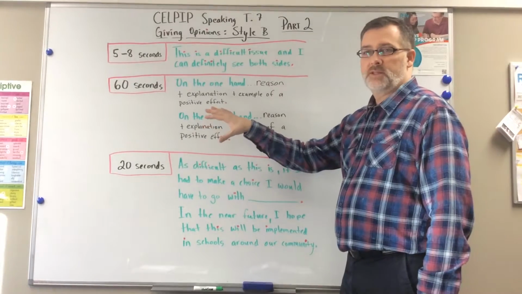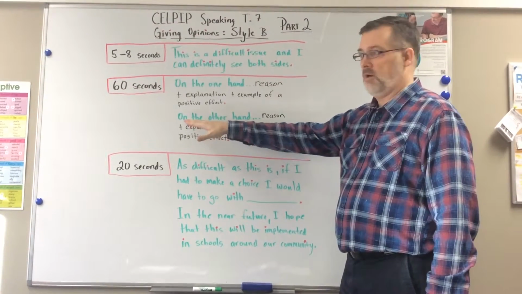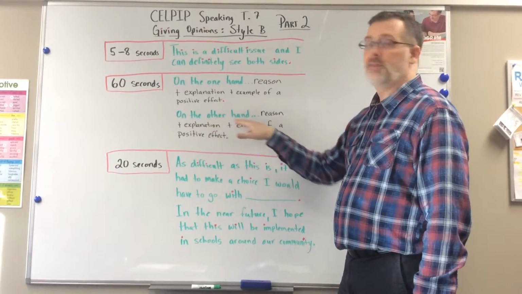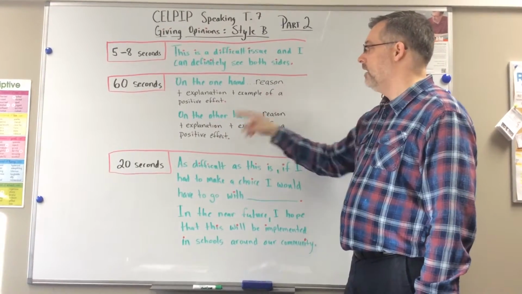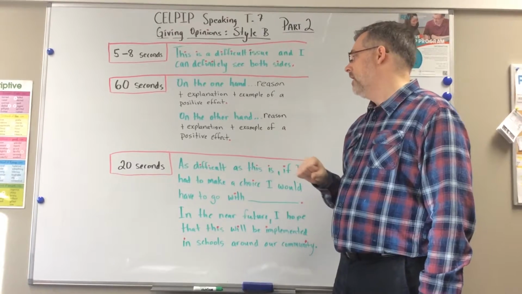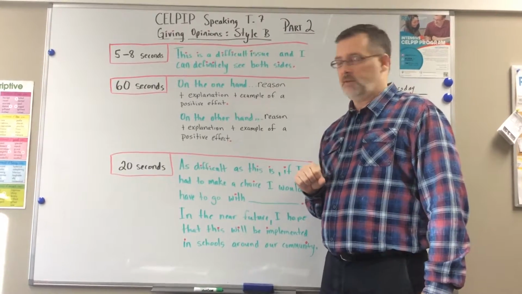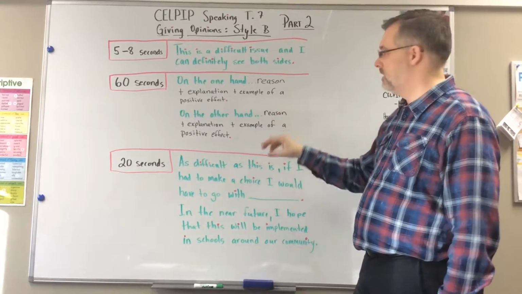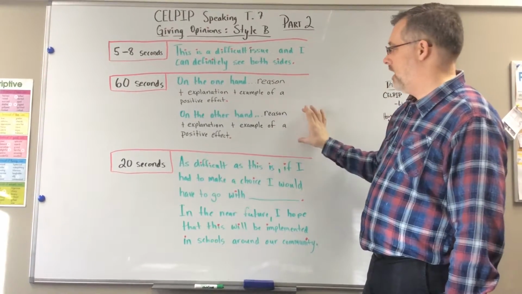And then for the second opinion that you're trying to explain, you would start off by saying on the other hand, and then again give reason, explanation, and example of a positive effect. So this is going to take you about 60 seconds. So as you can see, about 30 seconds here and 30 seconds here.